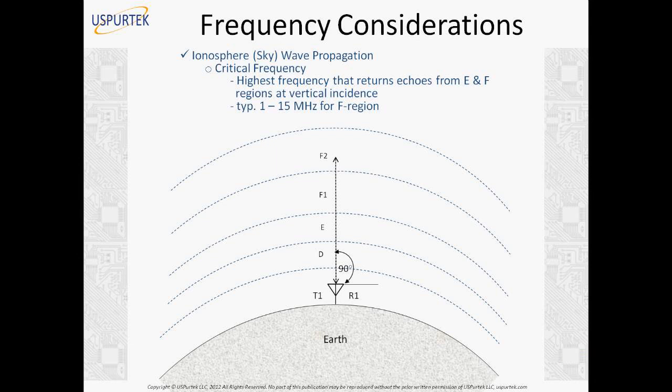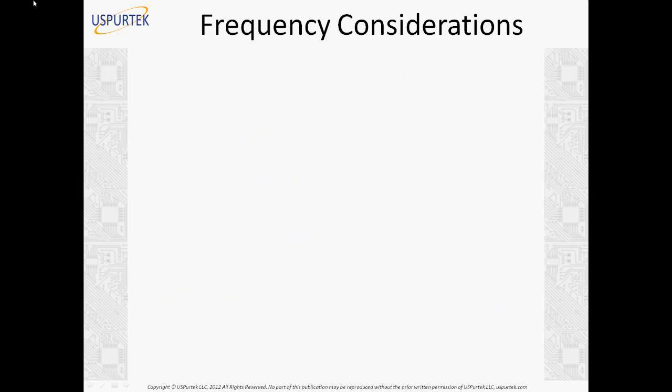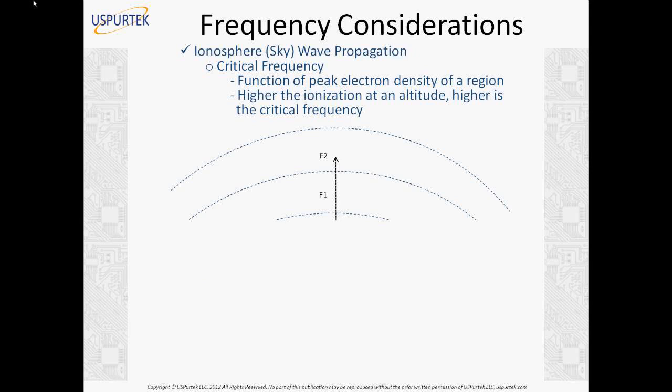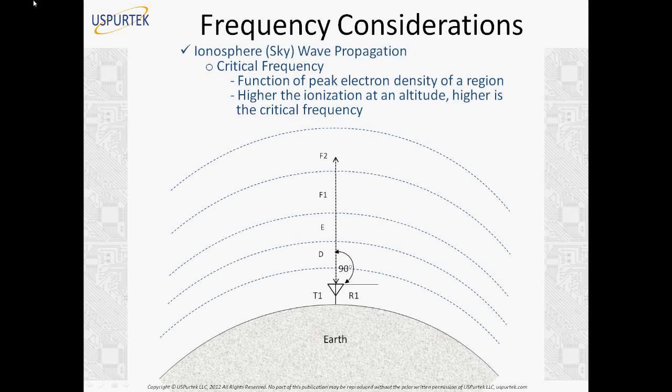So critical frequency is the highest frequency that returns echoes from E and F regions at vertical incidence. So now if our elevation angle is 90 degrees, what will happen? We will get echoes from the ionosphere. So the highest frequency that returns echoes is the critical frequency. Of course, it's a function of electron density of a region. Higher the ionization, higher is the critical frequency.